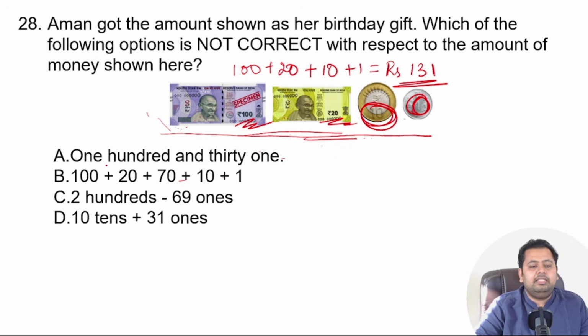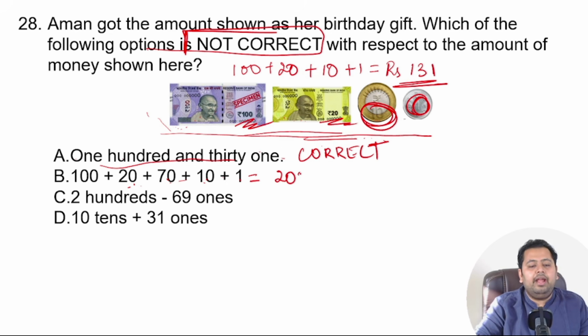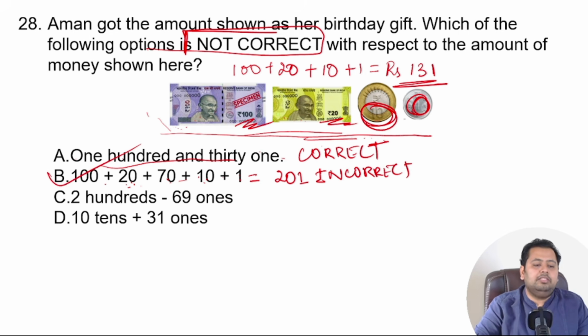So option A says 131. This is correct, so this cannot be the answer because we have to find out what is not correct, right? Next, come to 100 plus 20 plus 70 plus 10 plus 1. If you add all of it, you will get 201. You do the math. 100 plus 20 is 120. 120 plus 70 is 190. 190 plus 10 is 200. 200 plus 1 is 201. So this is incorrect, and this is your correct answer. So option B is your correct answer.